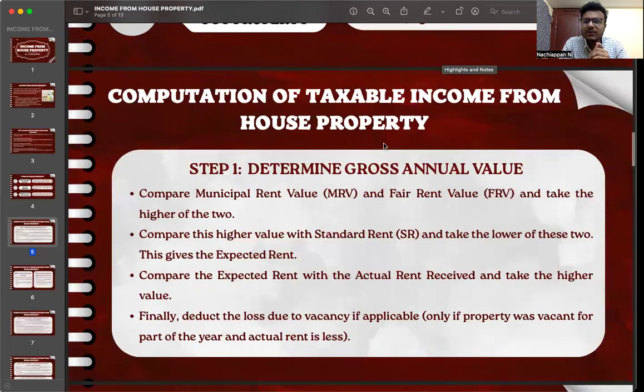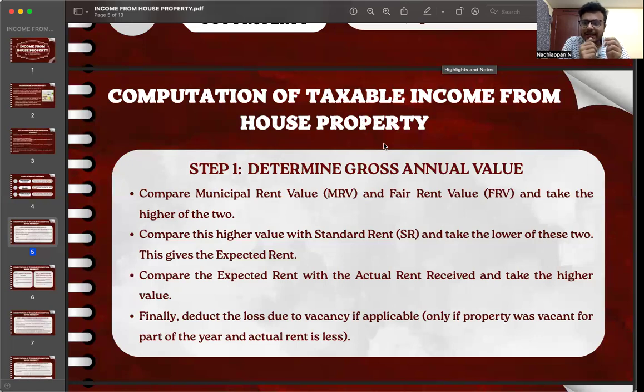All right. Now that we have had a basic understanding of what is income from house property, what are the different types of properties, and a few key sections, let us look at how we are going to calculate the taxable income from house property. So the first step in calculating this is to determine the gross annual value. The first thing you need to do here is compare the municipal rent value and fair rent value and take the higher of the two.